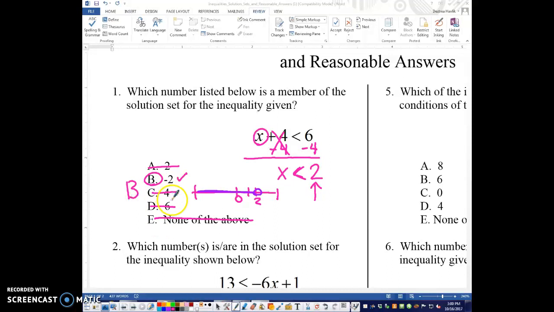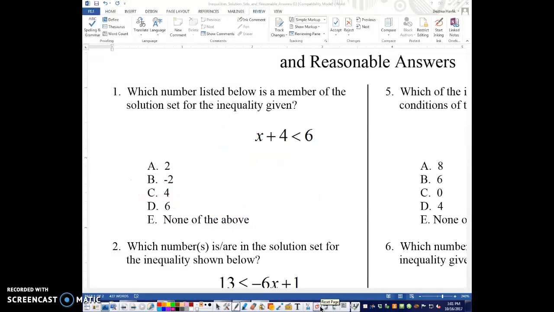And if you have to, you could write them like this. Is 2 less than 2? No. Is negative 2 less than 2? Yes. Is 4 less than 2? No. Is 6 less than 2? No. So you can write them like this, just plugging the numbers in for x, substituting them in for x, and you can find your answer that way. Okay, so let's move on to the next problem.